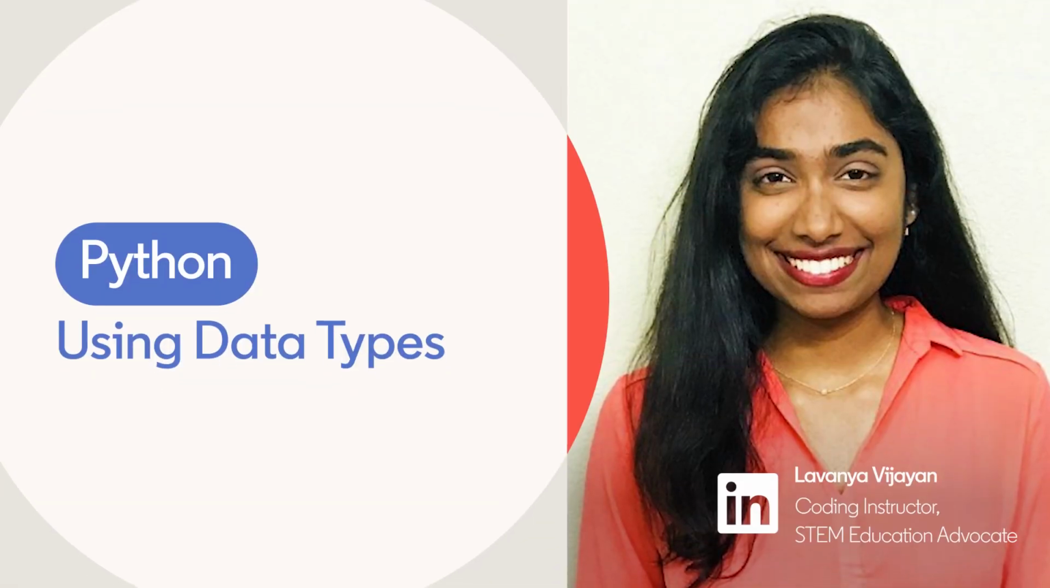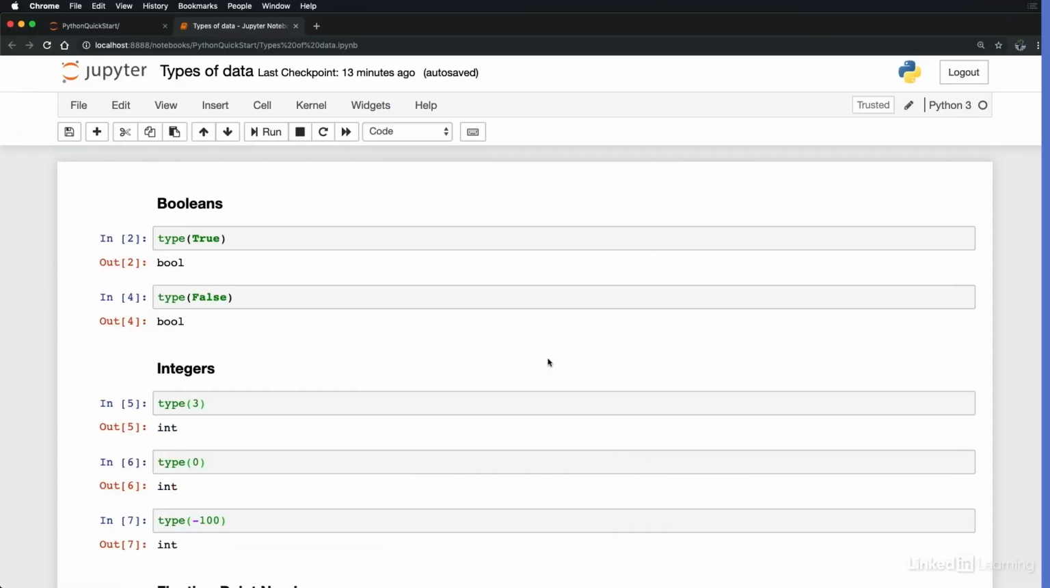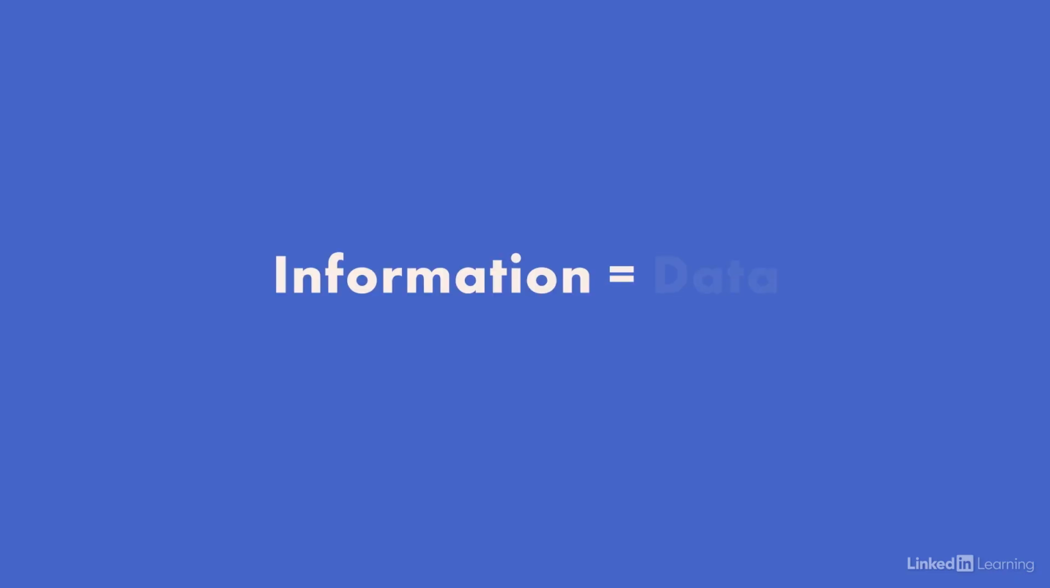Oftentimes, when you're programming, you'll be tasked with answering a specific question. So, to answer a question through coding, you transform the information that you have access to. Now, keep in mind, information is also known as data, and you can transform this data in a way that addresses the question at hand.